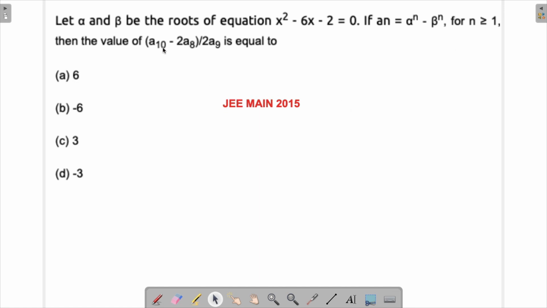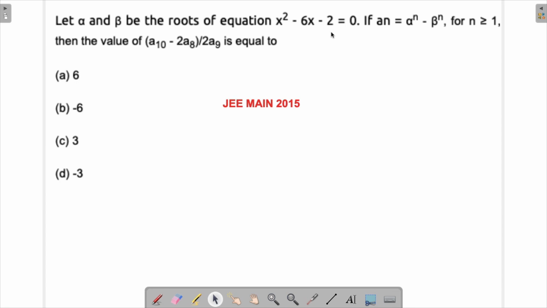All right, so we're trying to solve a problem which appeared in JEE Mains in 2015. In this question, we have been asked to find out the value of (A10 minus 2A8) upon 2A9, wherein An is given by alpha raised to the power n minus beta raised to the power n. And alpha and beta are the roots of the quadratic equation x squared minus 6x minus 2.